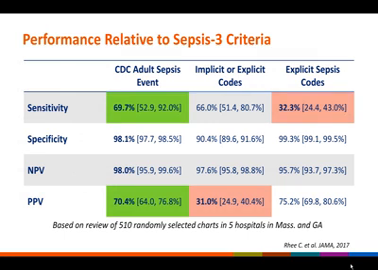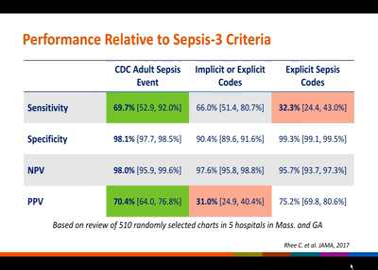To test the performance of the CDC definition, we compared it to the Sepsis 3 criteria along with the implicit and explicit sepsis codes. We reviewed over 500 charts and found, as you can see here, the CDC definition offered better sensitivity than either coding definition when compared with Sepsis 3 as the gold standard. The CDC definition was also highly specific and had a good positive predictive value. The performance, of course, was not a perfect match to the Sepsis 3 criteria because they were defined differently.